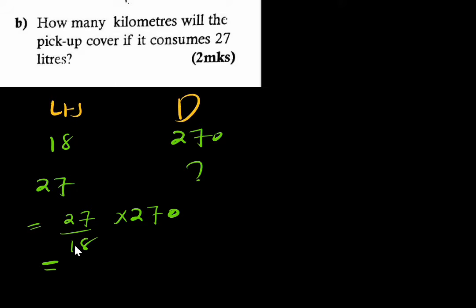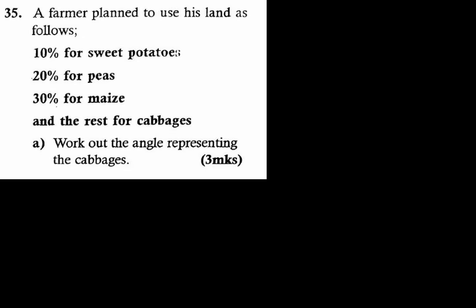Then if you multiply these two, you will see that the answer is 405 kilometers. So that is the answer. So the kilometers covered if it consumes 27 liters is 405 kilometers. Let us continue to number 35.